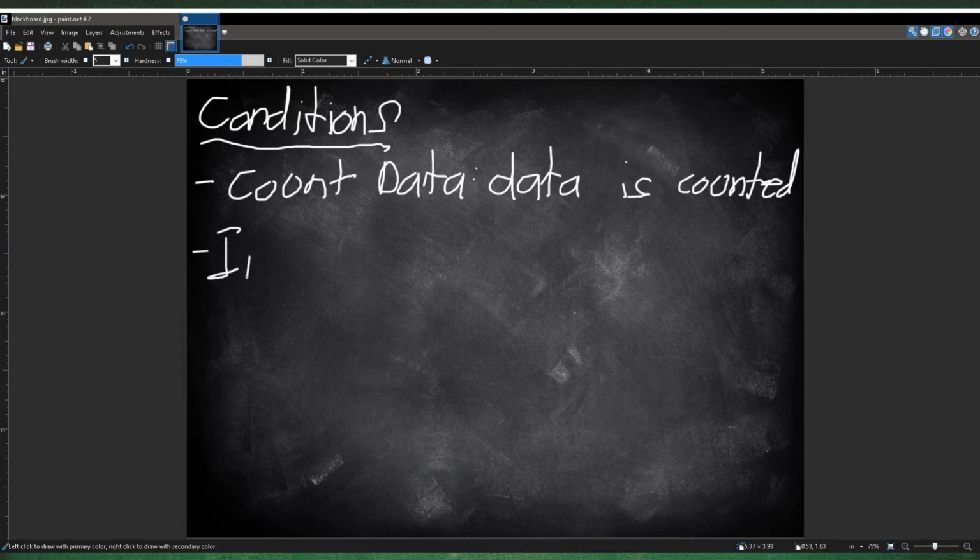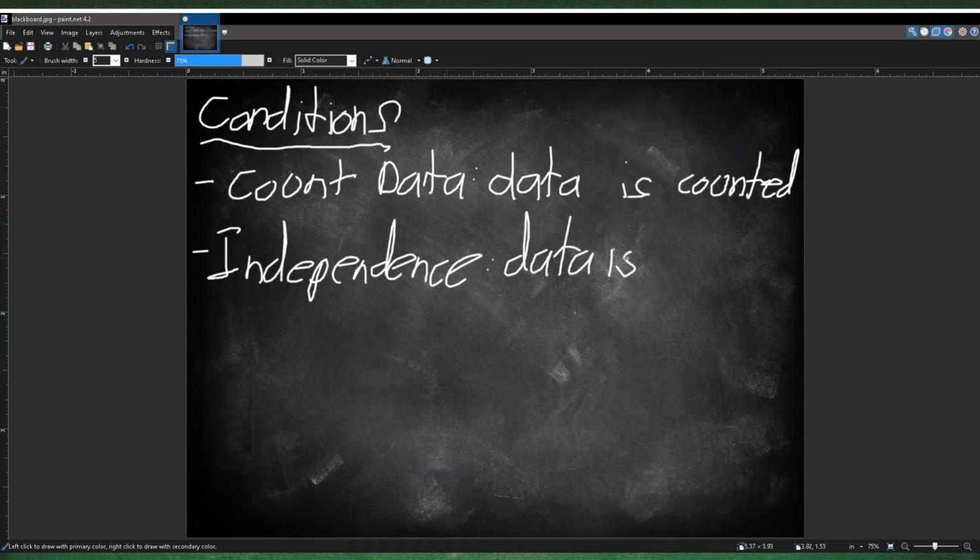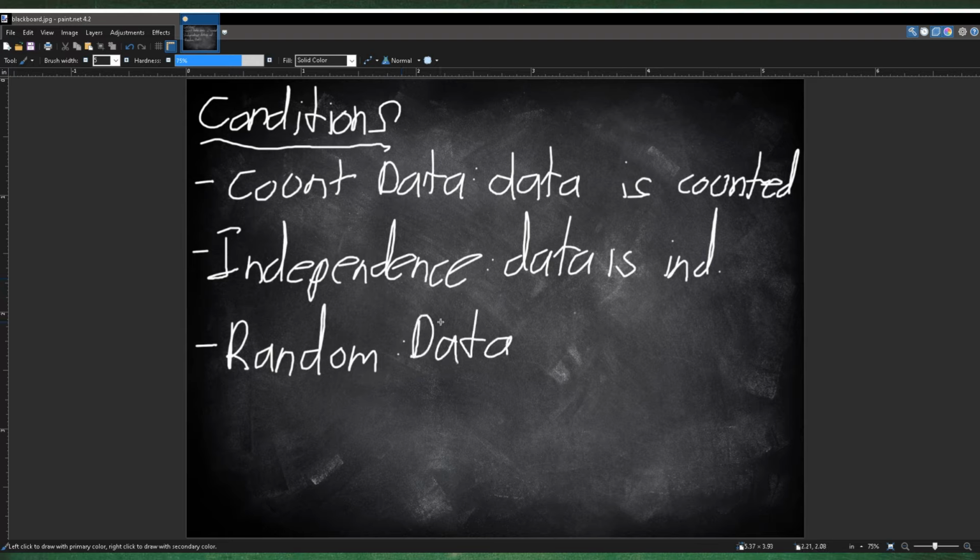And then you have independence. All the tests have this, which is basically that the data is independent of each other. So just because you got a red the first time doesn't mean it will affect the probability of getting the red the second time, basically. So that's independence. Random: the sample is basically random because you don't want the data to be skewed. This is usually done by using an SRS, a simple random sample.